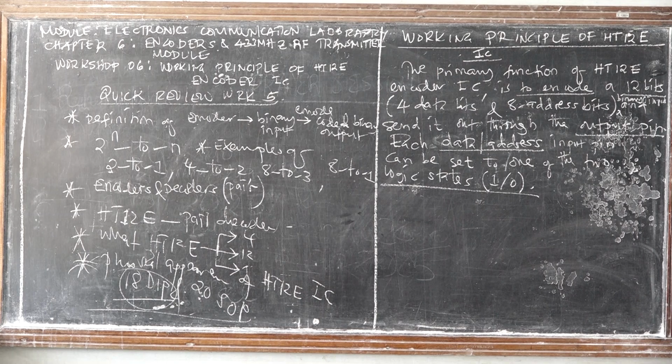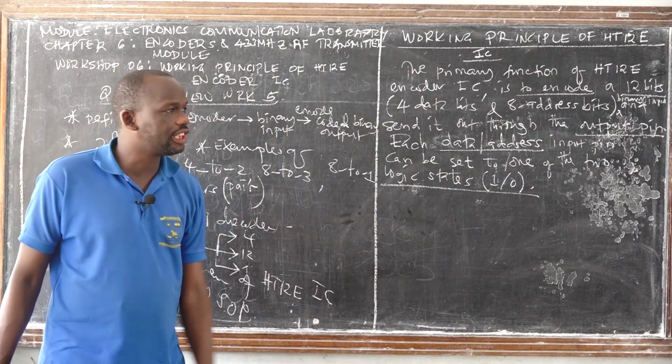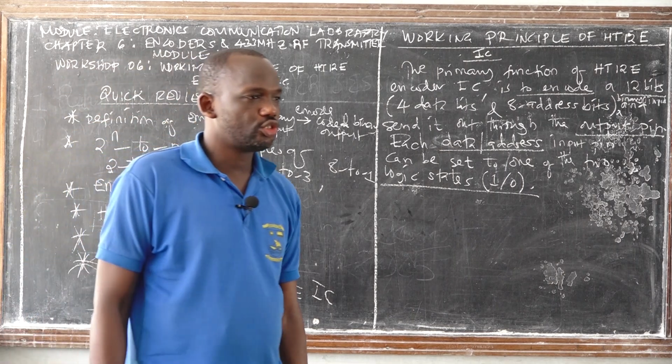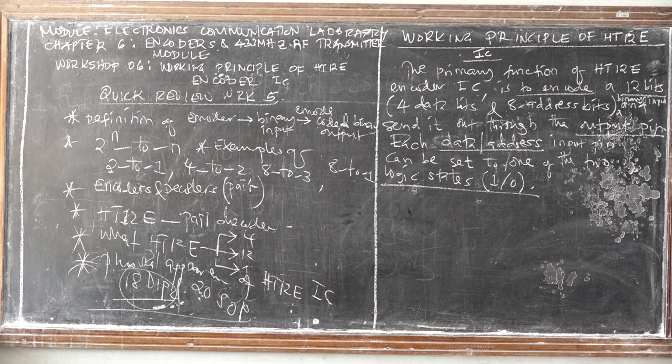So either an address input pin or a data input pin can be set to one of the two logic states. It means the address pin can be 0, the address pin can be 1. The data pin can be 0, the data pin can be 1. It depends on your configuration and your intention. Are we together?